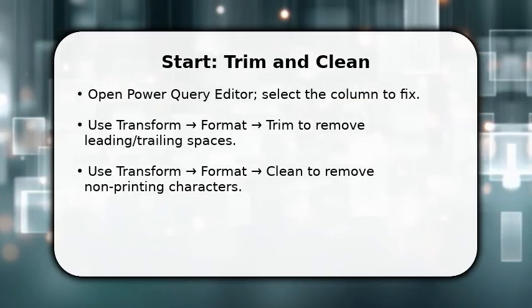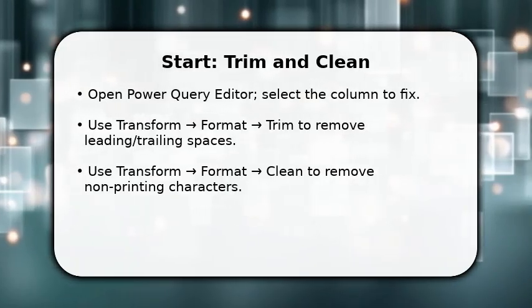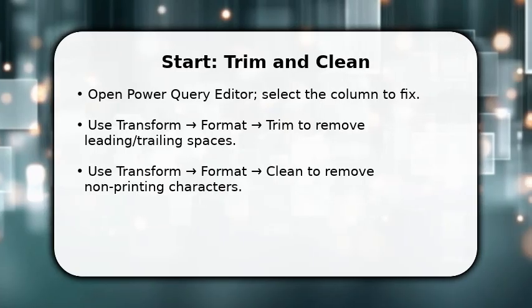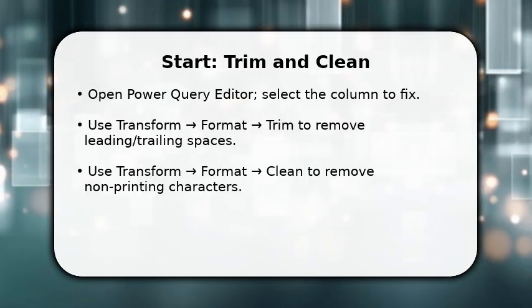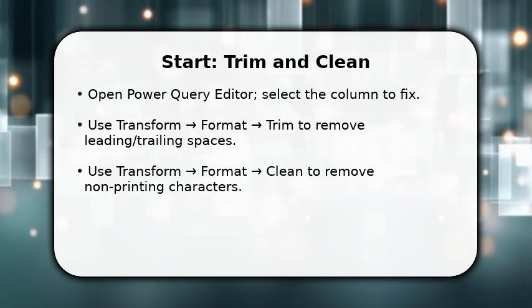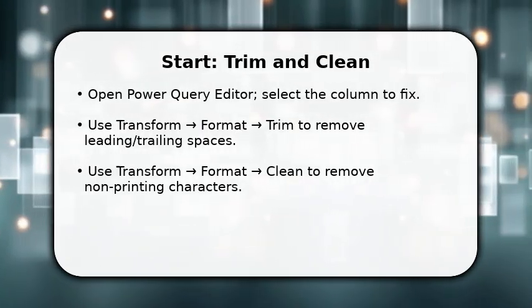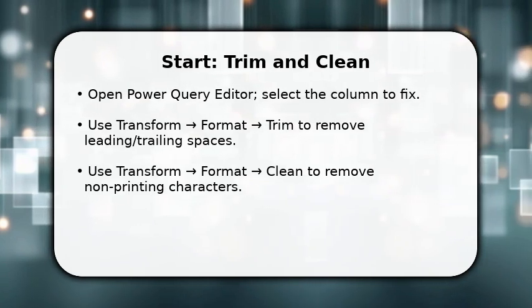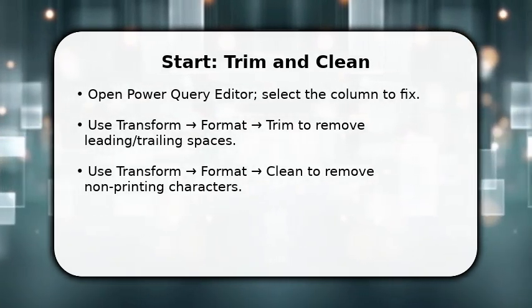First, apply Transform > Format > Trim to remove leading and trailing blanks. Next, apply Transform > Format > Clean to strip non-printing characters that break joins or lookups. Once done, glance at a few rows to confirm changes. These two quick steps handle most spacing problems and explain why subsequent operations succeed. They normalize the data before deeper replacements.